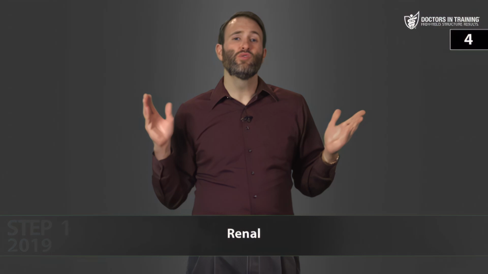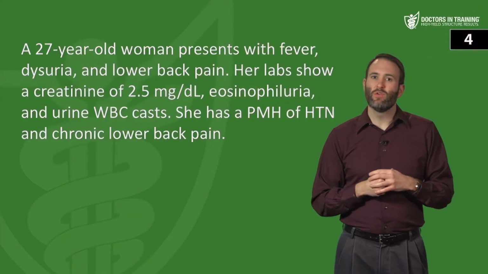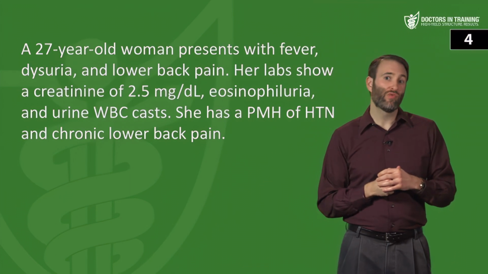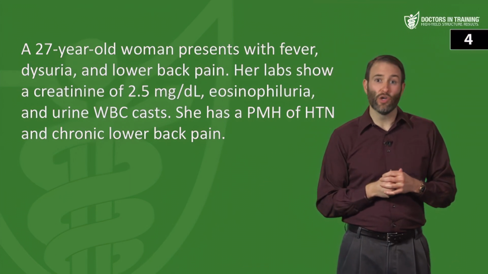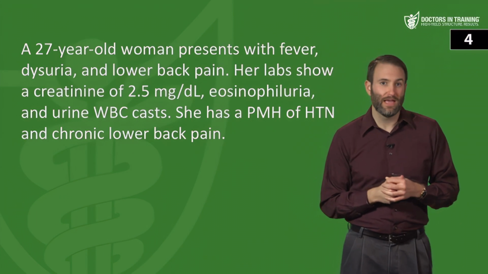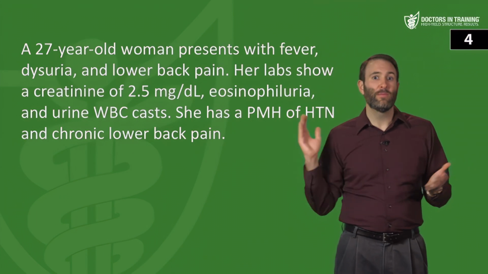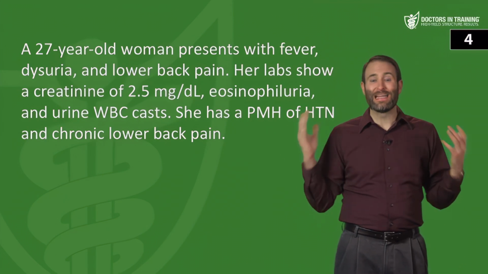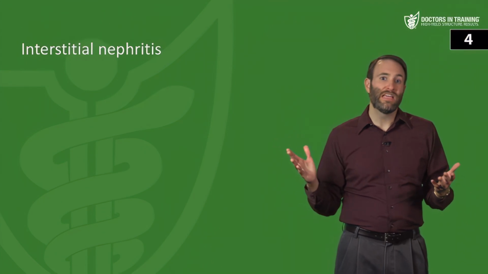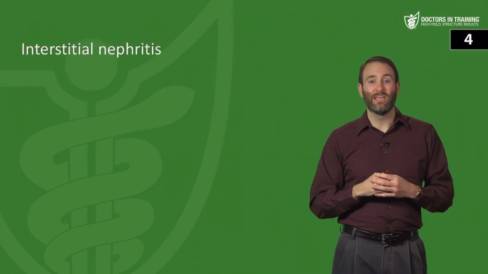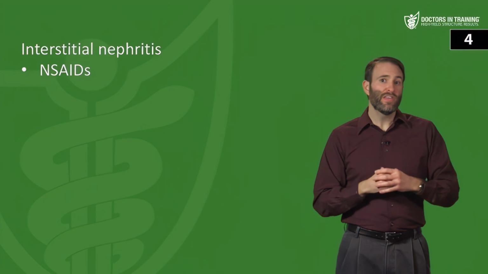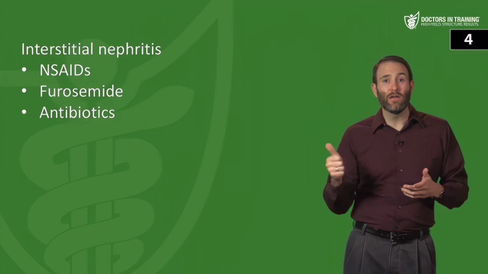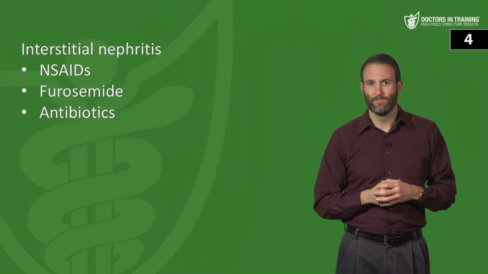All right, so now let's move on to renal. Here's our vignette. A 27-year-old woman presents with fever, dysuria, and lower back pain. Her labs show a creatinine of 2.5, eosinophiluria, and urine white cell casts. She has a past medical history of hypertension and chronic lower back pain. What do you think here? So it's not a slam dunk diagnosis, but this patient has interstitial nephritis. She may be taking NSAIDs for her chronic back pain, but also think about furosemide for her hypertension. Antibiotics are also a very common cause of interstitial nephritis.